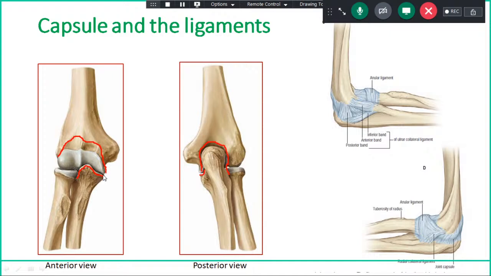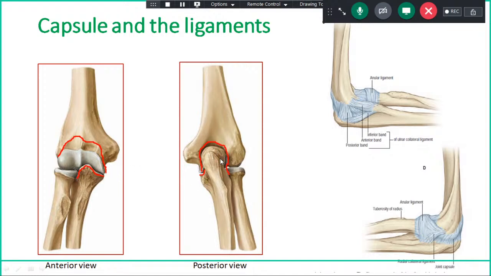At the lower end you can see again the articular edges of the articular surfaces, the capsular attachment, and then there is the annular ligament. Here you can see the annular ligament which surrounds the head of the radius, attached to the anterior and posterior margins of the radial notch, which is present on the lateral aspect of the coronoid process. So this capsule goes and blends with the annular ligament.